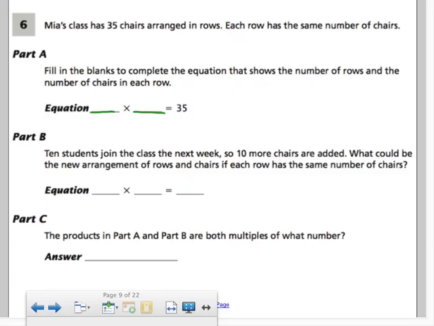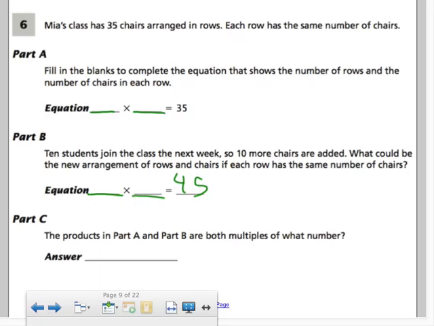Moving on, part B. 10 students join the class next week. So, 10 more chairs are needed. How many chairs were needed before? 35. So how many chairs should we need now? 45. Now the question becomes, what would the new arrangement of rows and chairs be? Well, that's not very hard either. Something times something is going to give you those nice rows with 45 chairs. And then the last problem.